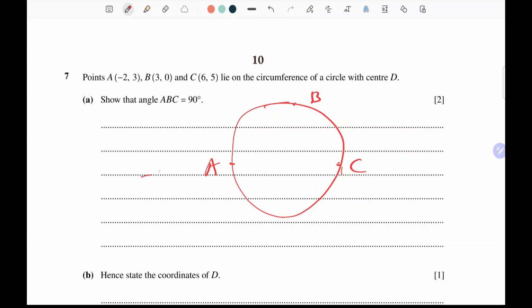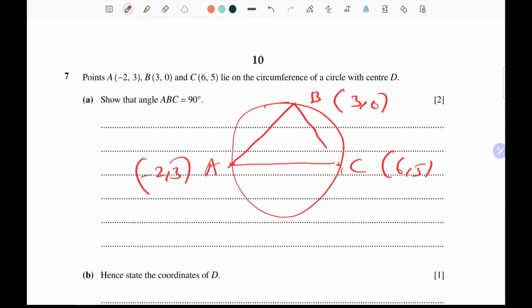What is A, guys? Minus 2, 3. What is B? 3, 0. And what is C? 6, 5. Okay, so this is one triangle, and we need to show that this angle is 90 degrees. So can we find the gradient of AB? Gradient of AB is 0 minus 3 over 3 minus of minus 2, so that's plus 2. So minus 3 over 5.